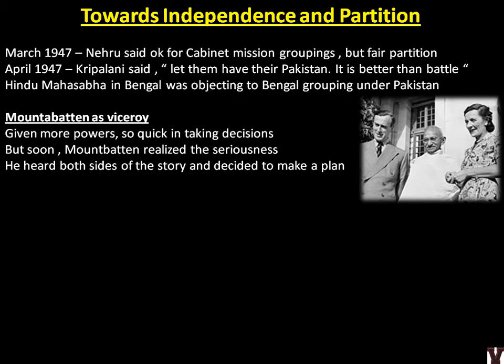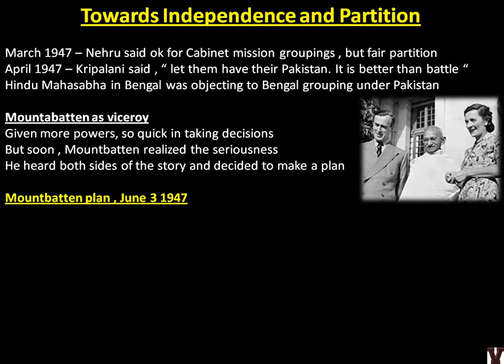If you see any movie related to the partition of India or the independence movement, the discussions happen with Mountbatten as the chair, and the INC leaders and Jinnah with his secretary together in a room. It is shown multiple times. Multiple meetings happen, but Jinnah never changes his position on partition.